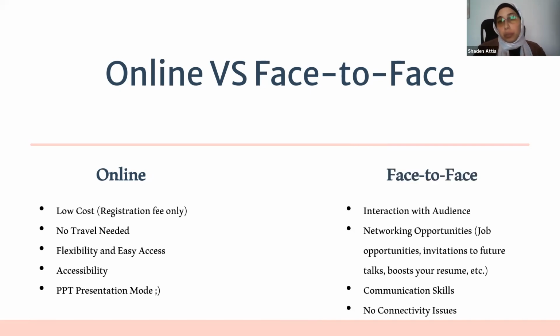As for face-to-face, of course, there are so many good things about them. First of all, the interaction with the audience and networking opportunities, as Mally mentioned. They are great for finding job opportunities and possibly invitations for future talks, and they can also boost your resume. Also, they help you with your communication skills. And in face-to-face conferences, usually you're not worried about connectivity issues or things like that, which is what we worry about with online presentations.